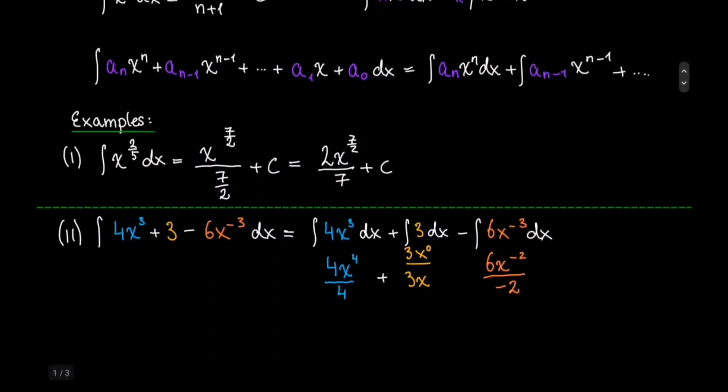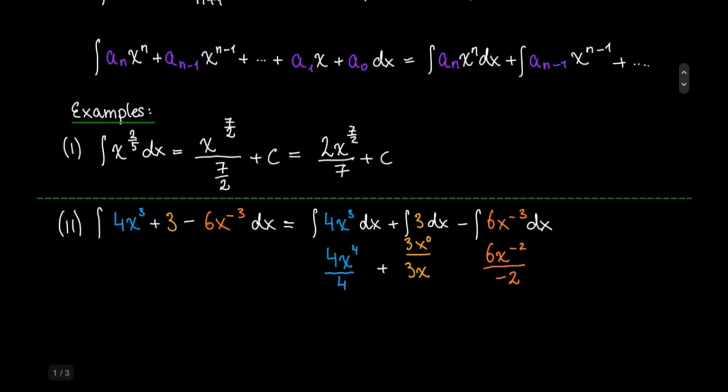Now that we have applied the power rule to all three terms, it is time to do some simplification. Here, 4 and 4 cancel out. 3x is as simple as it can get. And of course, in the end, we have two minus signs here, which means that they also cancel out into a plus. 2 and 6 can also be simplified to just 3 on top.